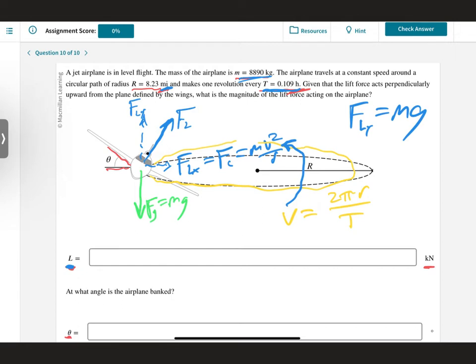So now I know the lift in the y direction. I know the lift in the x direction. I have the two components. I can figure out the vector. So if I know how much of it is in the x and I know how much of it is in the y, I can figure out how much of it there is using a little bit of trigonometry.